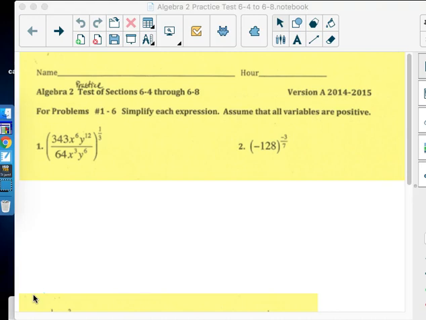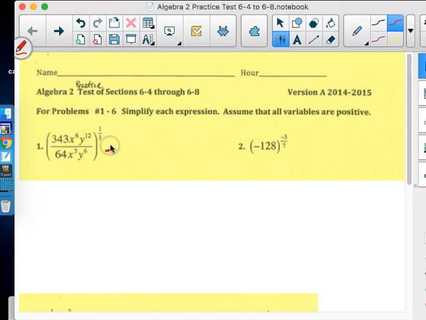And I see I have 343x to the 6th, y to the 12th, over 64x to the 3rd, y to the 6th. And I'm supposed to raise that to the 1/3 power. You remember this stuff? Can we try and remember what 1/3 power does? When you grow a plant, where are the roots? On the bottom. So what root is this really supposed to be? Cubed root. Yeah. So if it makes it easier, you could do this.